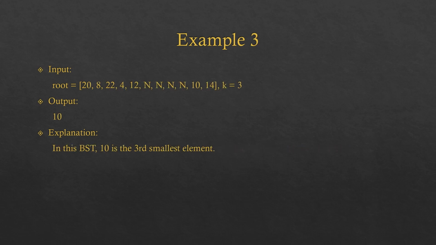Here we have another example. For the BST 20, 8, 22, 4, 12, n, n, n, n, 10, 14, and k equals 3, the third smallest element is 10. If we perform an in-order traversal of this tree, we get the sorted list 4, 8, 10, 12, 14, 20, 22. The third smallest element is 10.